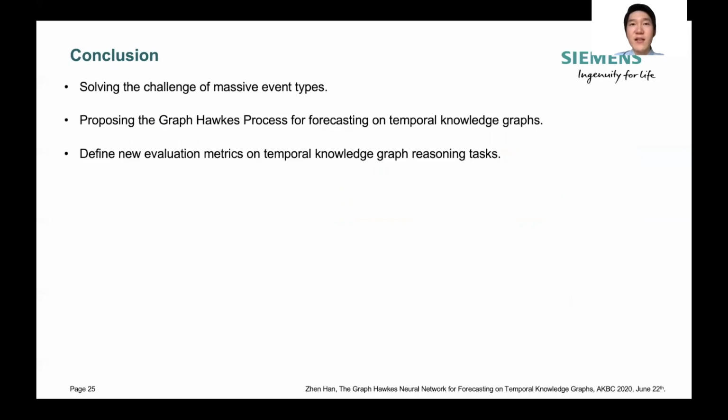We solved the challenge of massive event types, borrowing the ideas of the score function from static knowledge graphs. Also, we define a plausible way to evaluate the time prediction and the new metrics on temporal knowledge graph modeling. There are a few interesting future directions, such as enabling induction on new nodes and developing explainable approaches for the link prediction task.